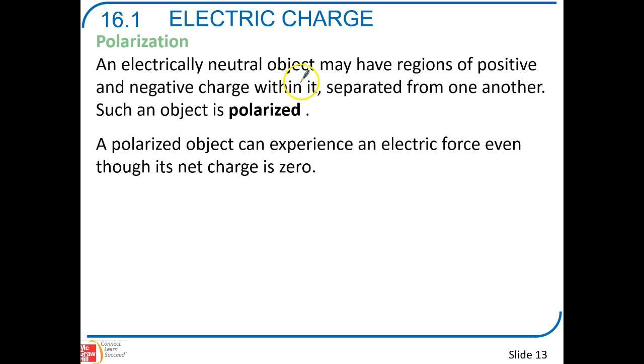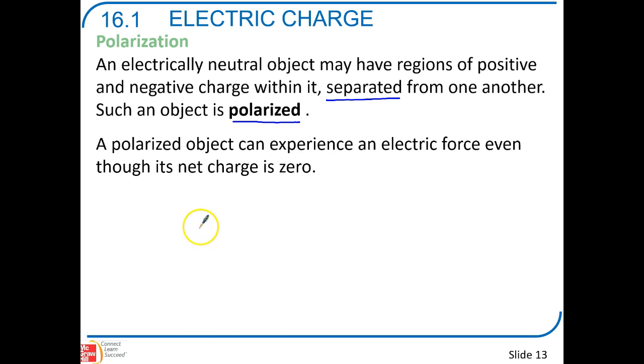An electrically neutral object does have regions of positive and negative charge within it, and they're separated. Because they're separated, we say that this object is polarized. So a polarized object can experience an electric force even though its net charge is 0.